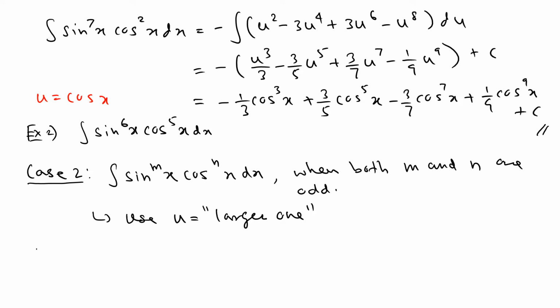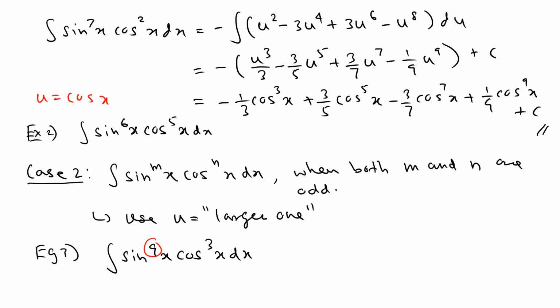Let's say example number 3. Let's look at this one: sine 9x cosine cubed x dx. According to theory, you can pick anything you like, but you can see this one is the larger one, so we're going to pick that one as u.